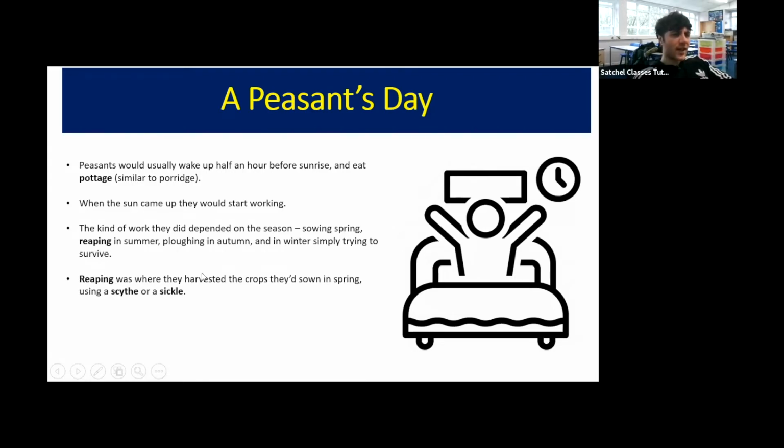Reaping, just to go over again, I know we've mentioned it, but it is worth maybe getting down. It's the word for when you harvest the crops that you've sown in the spring using the scythe or the sickle.